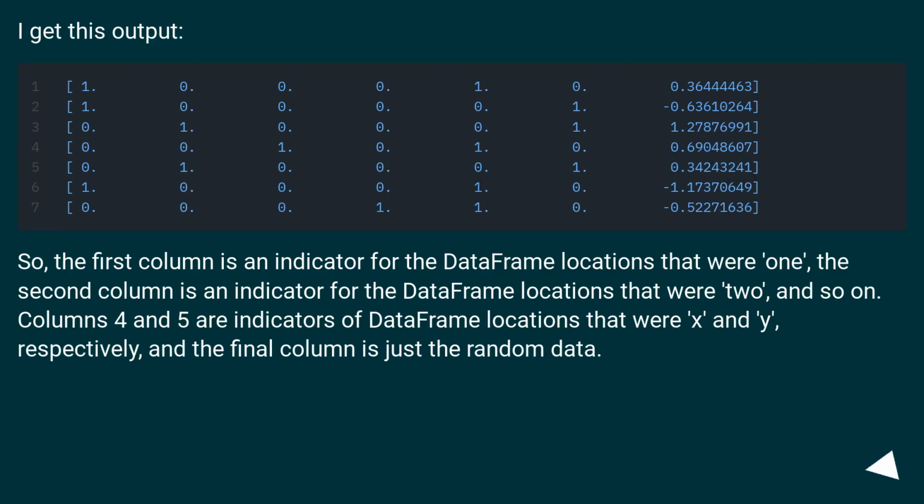I get this output. So, the first column is an indicator for the data frame locations that were 1, the second column is an indicator for the data frame locations that were 2, and so on. Columns 4 and 5 are indicators of data frame locations that were X and Y, respectively, and the final column is just the random data.